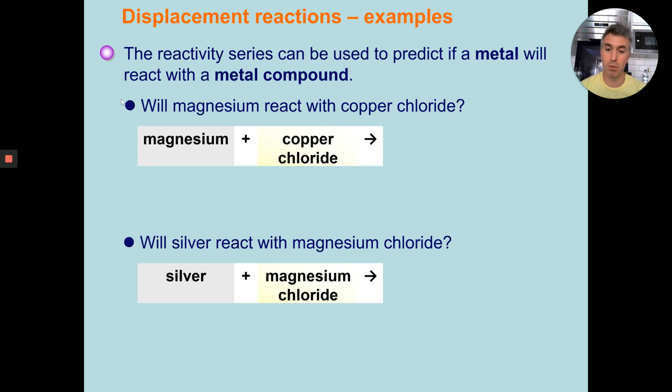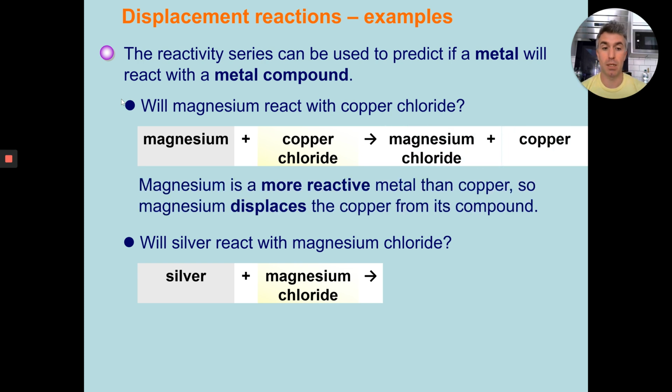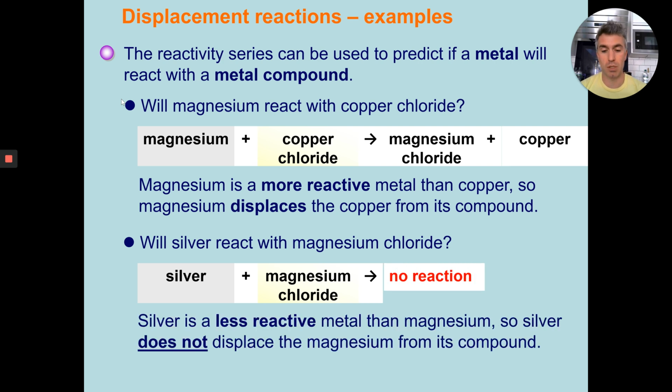Let's look at an example. Magnesium plus copper chloride. Okay, so is magnesium more reactive than copper? Yes. So what happens is you get magnesium chloride and then copper. What about silver and magnesium? Is silver more reactive? Silver plus magnesium chloride? No, no reaction. So using the reactivity series, we are able to work out what would happen if we mix these compounds and elements together.